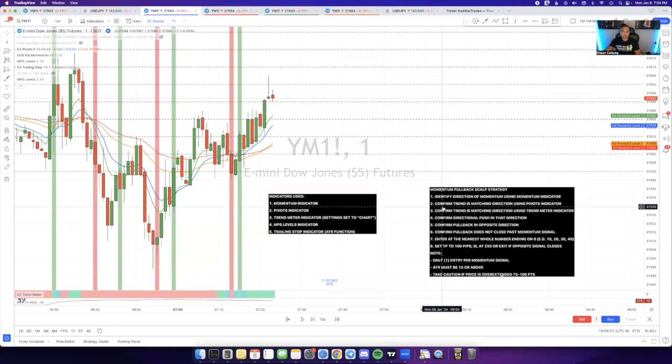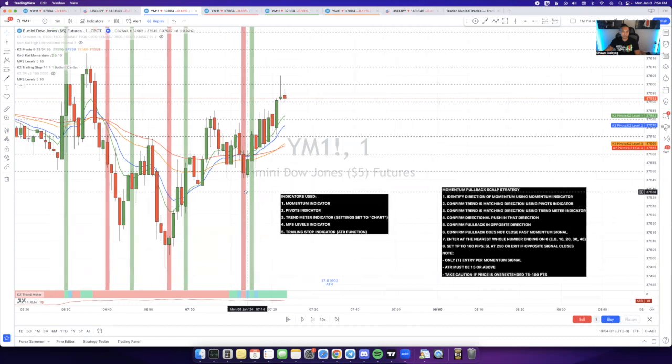For step 2, you want to confirm the trend, and you want to make sure that it's matching the direction of momentum using the pivots indicator. So in order for you to identify the direction of the trend, you want to make sure that price is above or below the pivots. The pivots are these 4 lines right here that are following price. And as you can see over here, price is above the pivots, they're angling up, and they're all spread out. So this is going to confirm that the trend is currently bullish with regard to the pivots.